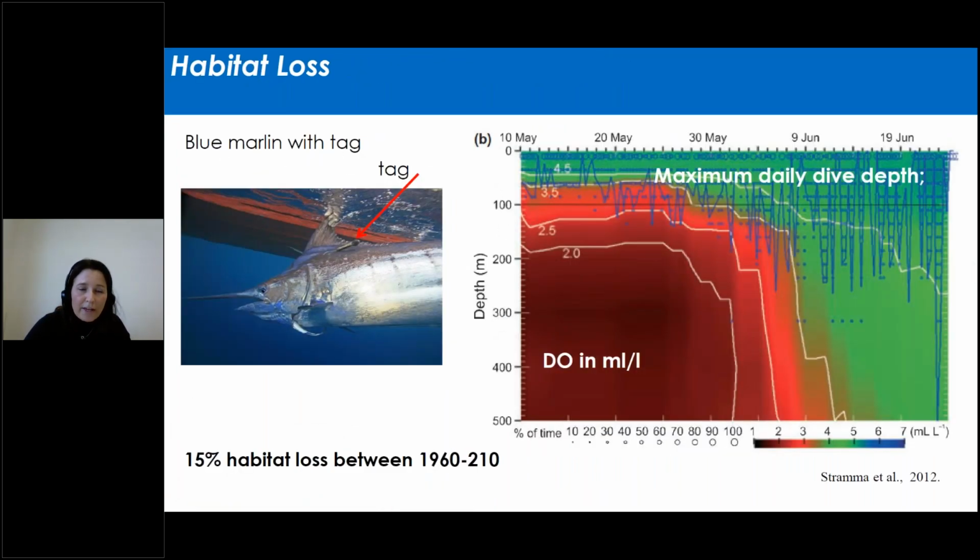This habitat loss has also been evidenced by Stramma et al. They tagged blue marlins, and with this tagging, they were able to record the migration of these blue marlins in the ocean. On the picture on the right, what you can see is the level of dissolved oxygen. In red, you can see the regions where you have very low oxygen concentration, and in blue, you can see the migration of the blue marlins. What you can see is that low oxygen conditions will reduce the vertical migration of the blue marlin and will reduce its habitat. It has been estimated that you have more or less 15% habitat loss between 1960 and 2010.